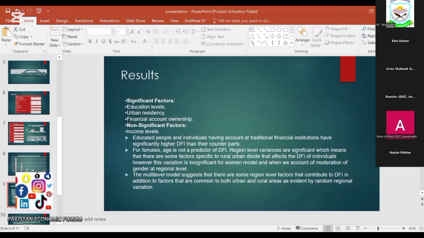When we saw the impact of different variables, we saw that significant variables were education levels, urban residency, and financial account ownership, whereas we didn't find any significant effect of income on DFI. We saw that educated people and individuals having accounts at traditional financial institutions have significantly higher DFI than their counterparts. For females, age is not a predictor of DFI. Regional level variances are significant, which means that there are some factors specific to the rural-urban divide that affect the DFI of individuals. However, this variation is insignificant for the women model when we account for the moderation of gender at regional level. So the multi-level model suggested that there are some region level factors that contribute towards DFI in addition to the factors that are common to both urban and rural areas, as evident by random regional variation.